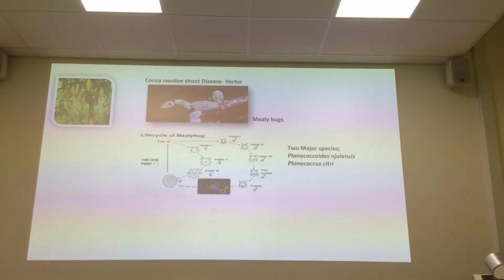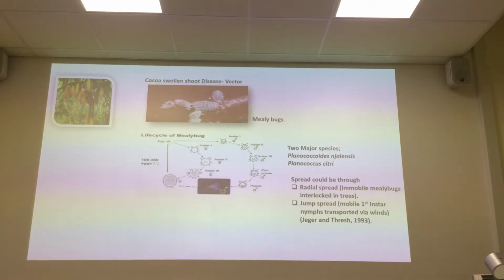There are 2 major species, Planococcoides njalensis. There are other species also. However, I'll be talking about this. The Planococcoides njalensis, the Planococcus citri, and then the spread occurs through radial spread. The radial spread is by immobile mealybugs interlocked in trees. The mealybugs are interlocked within the cacao tree, and then the jump spread is by the first instar, as you can see, the first instar stage, and then it is the first instar nymph transported through wind.